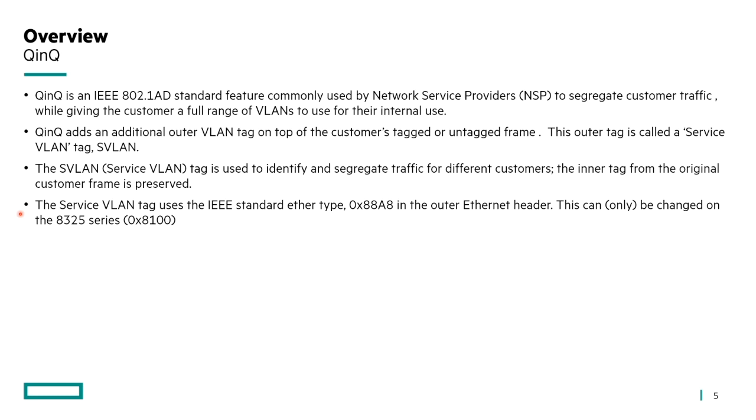So the service VLAN tag is used to identify and segregate the customer traffic for different customers or tenants. The customer tag, if present, is preserved. So part of the new feature capability in this 10.12 release is the ability to change the SVLAN outer tag ethertype from the standard 88A8 to 8100, which is the pre-standard version for backward compatibility with pre-standard implementation. This feature, though, is only supported on the 8325 series. And QinQ is a layer 2 technology.